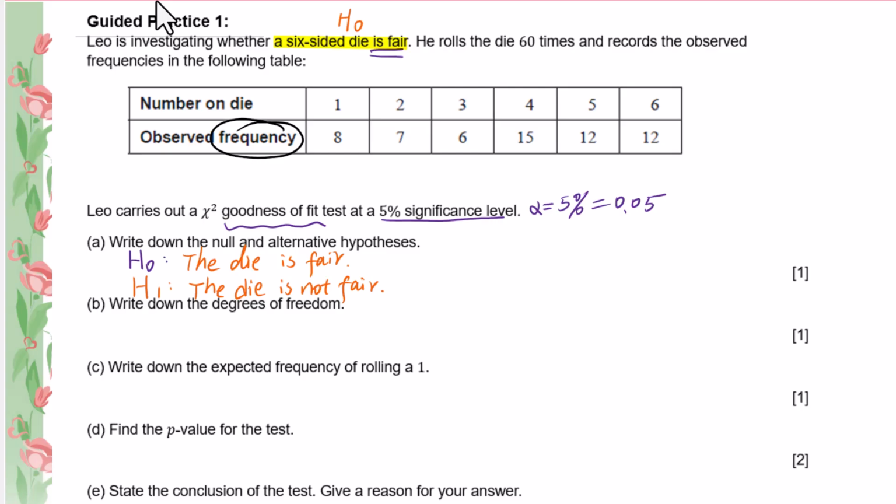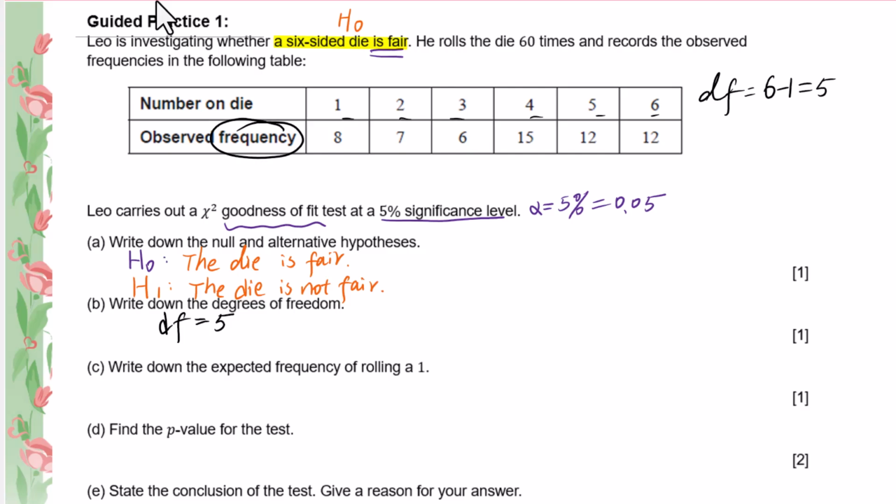Don't count degrees of freedom for this frequency. For the number on the die, 1, 2, 3, 4, 5, 6. So df equals 6 minus 1 equals 5. df equals 5. C. Write down the expected frequency of rolling a 1 based on the assumption H0 is true, which means the die is fair.